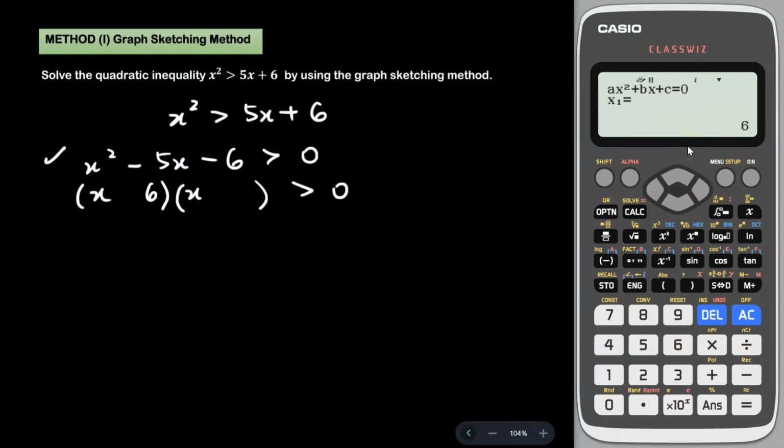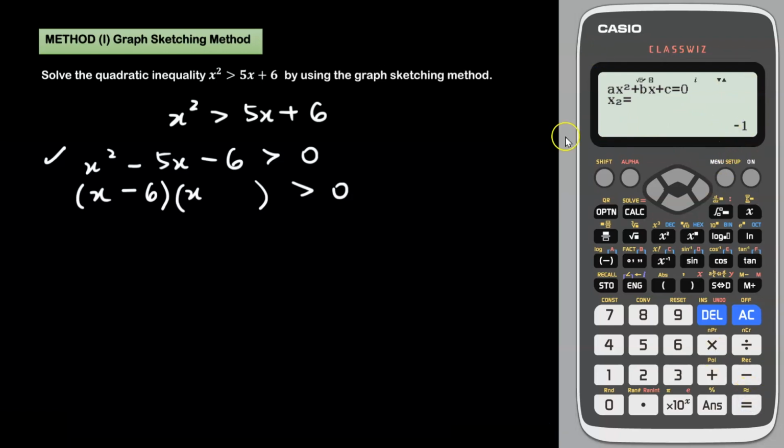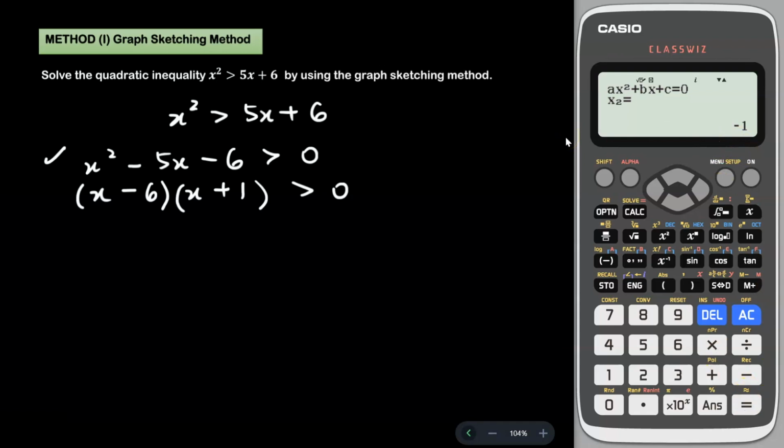Okay, 6. So if it's positive 6 in the calculator, we put negative 6 in the bracket. Then the second one will be negative 1. So here will be plus 1. Okay, and then this is a smiley face graph because the A is positive, which is 1. So we draw the horizontal line, which is the x axis. And then we draw the smiley face because the A is positive.